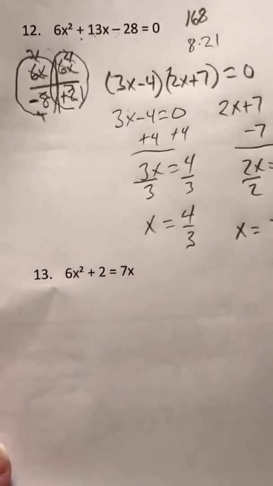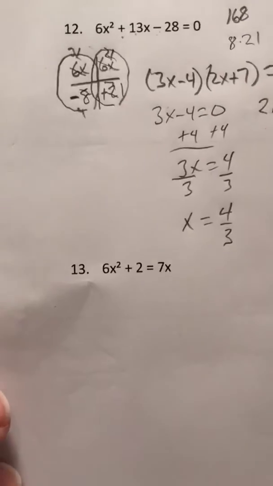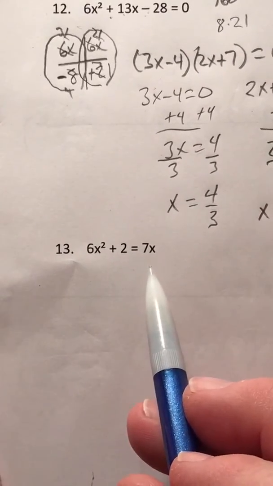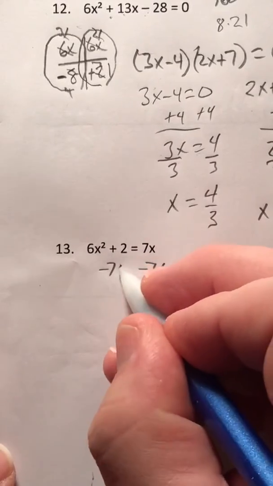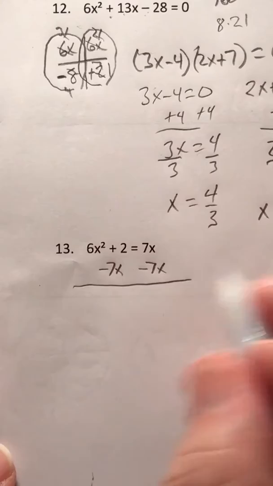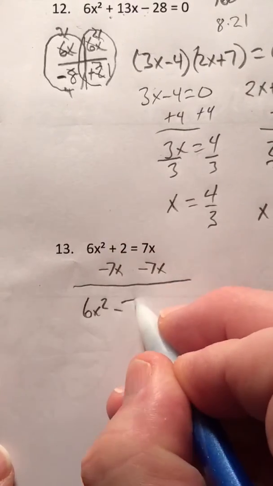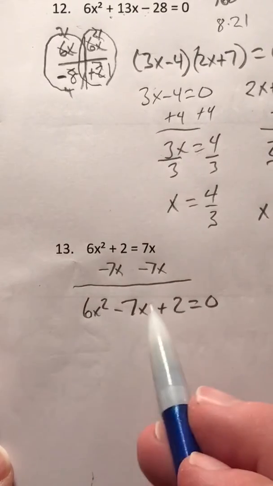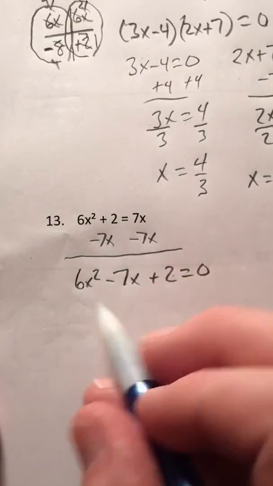All right, one more problem. Here we go. We got 6x squared plus 2 equals 7x. Again, we have to get that 0 over here first. So we subtract 7x. Subtract 7x. And then remember, we got to put them in the right order. So the squared term first, 6x squared, minus 7x, and then plus 2. All right, our x squared term, our x, and then our constant. All right, and then we can factor this out.